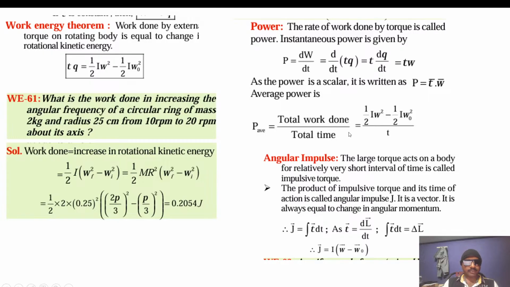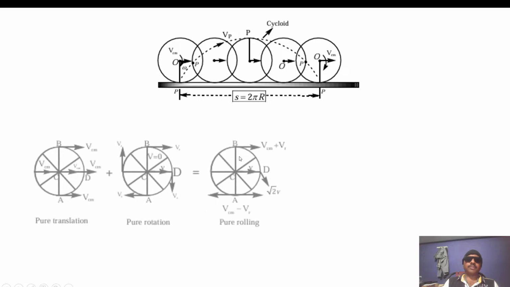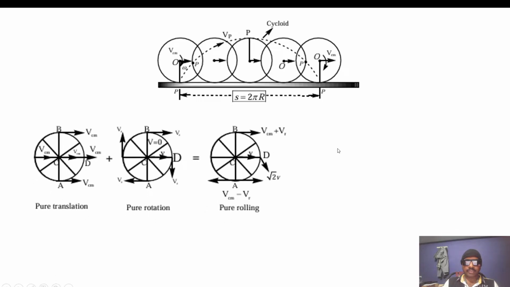Right, average power. Okay, now this is not a pure rotational motion, it is the rolling motion. Rolling motion equals the sum of pure rotational motion and translational motion. In rotational motion, each and every point has a different linear velocity, but in translational motion each and every point has the same velocity. The combination is what is given here as pure rolling motion.